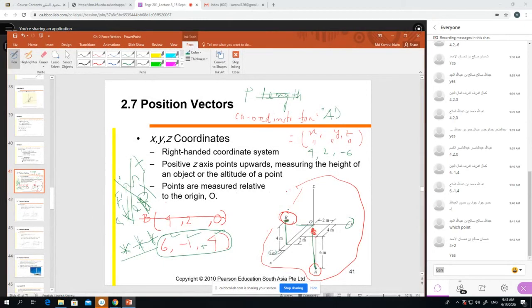So next we will learn the distance between OA or OB or OC, any point. We will learn how to find it, and this is denoted by R, the distance. Okay, go to the next slide and learn it.